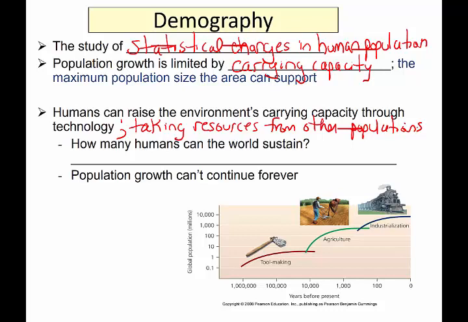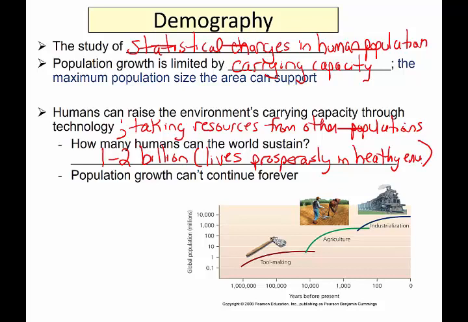Now, how many humans can the world sustain? Do we have a carrying capacity? Well, some people say it's between 1 and 2 billion people, but that's where everyone lives prosperously in a healthy environment.